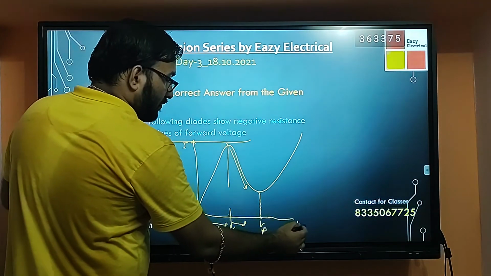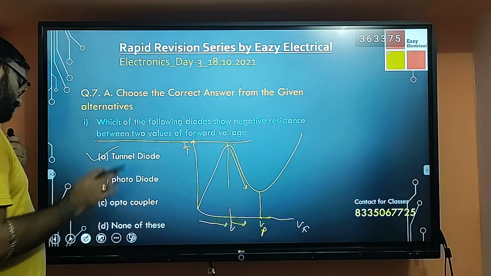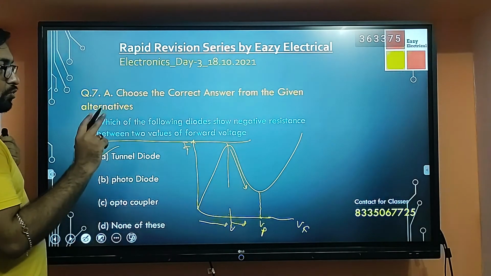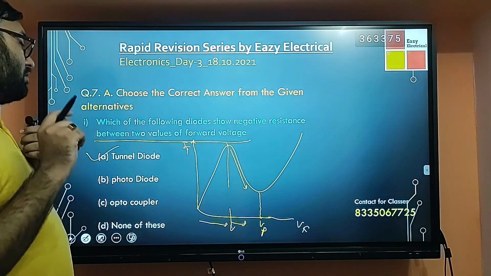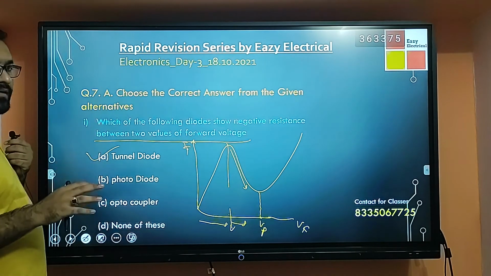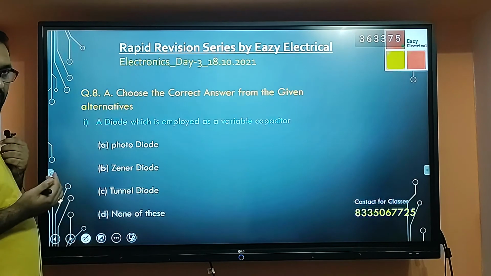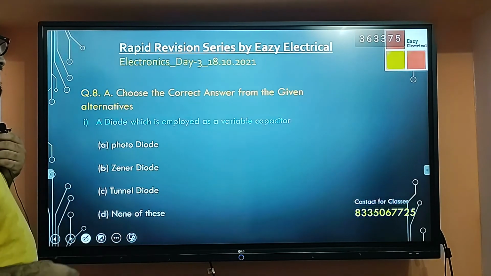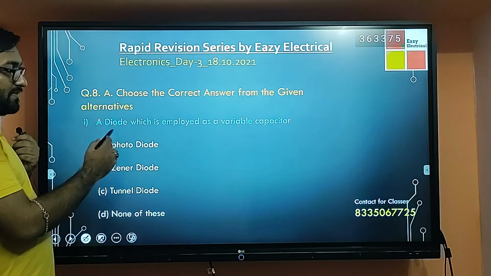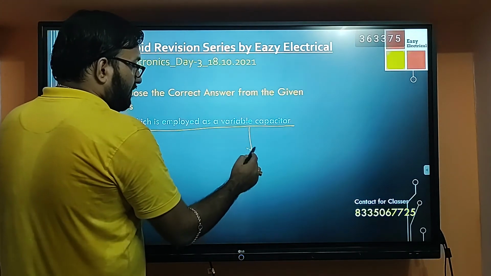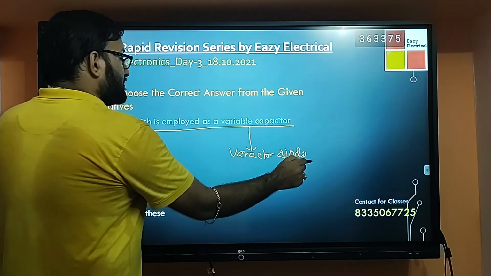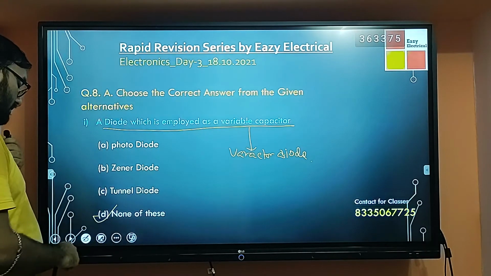This is basically your forward voltage across the diode, and this is your forward current across the diode. In the forward characteristics itself, we are observing the negative resistance characteristics. This is observed in the tunnel diode. I think certain questions will be asked nowadays, because the level of questions is going up and such questions will be asked. A diode which is employed as a variable capacitor, we all know, is basically a varactor diode. So the varactor diode is one such diode which is used as a variable capacitor.